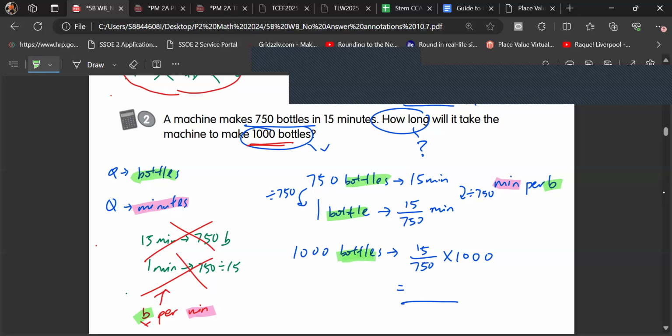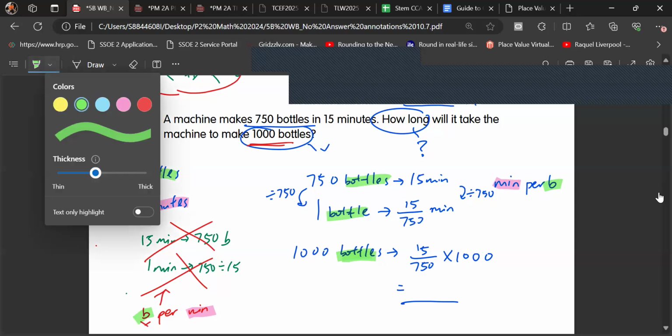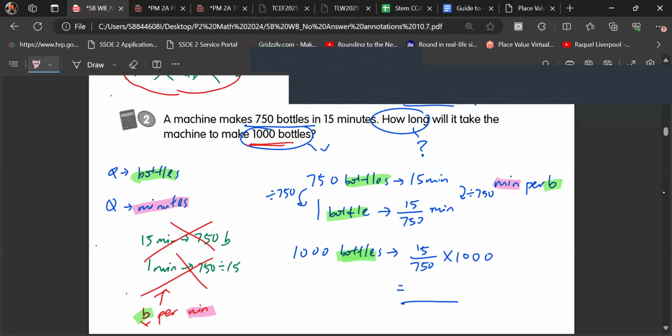So the question is, how can you make this simpler, Mr. Lim? I'm confused. Then my answer will be, really pay attention to what you're writing, the unit of measurement that's stated. Because what you need to find is the minutes. You don't need the bottles, the bottle is given.